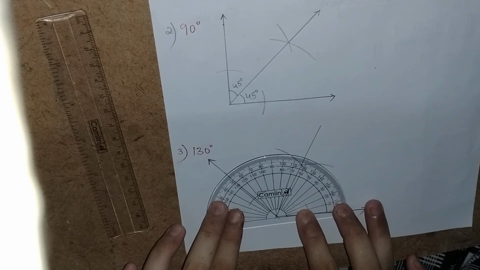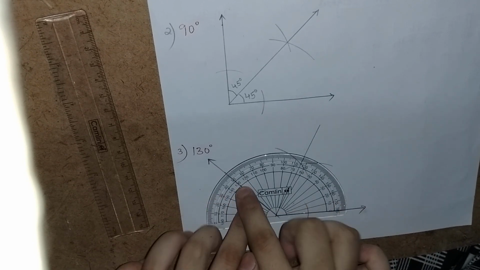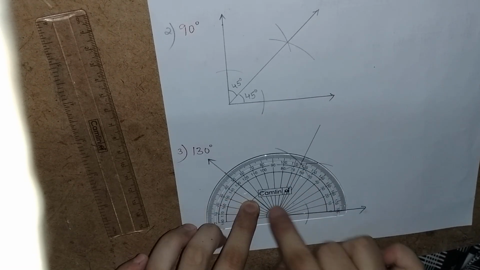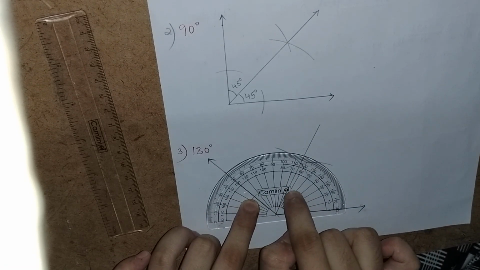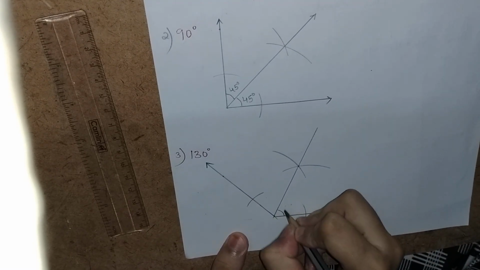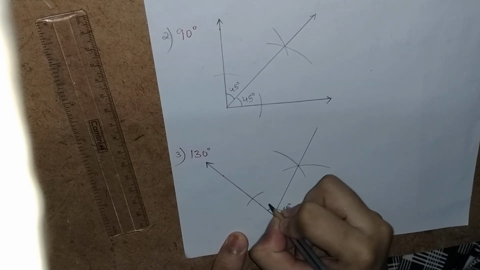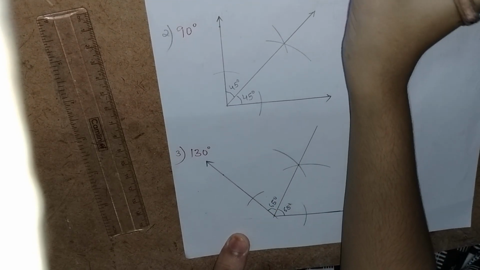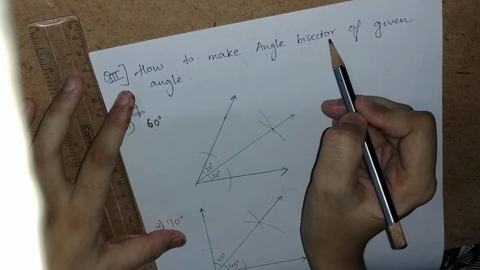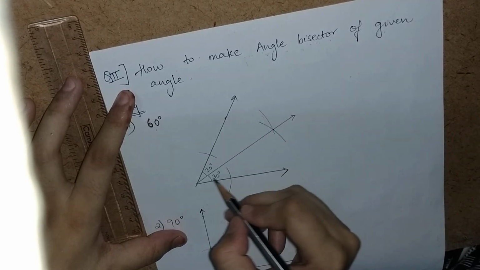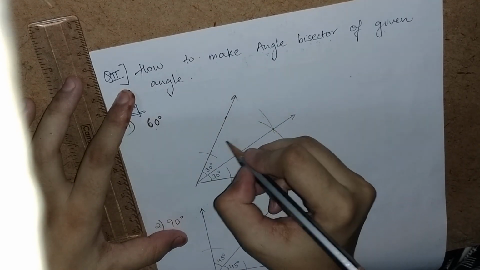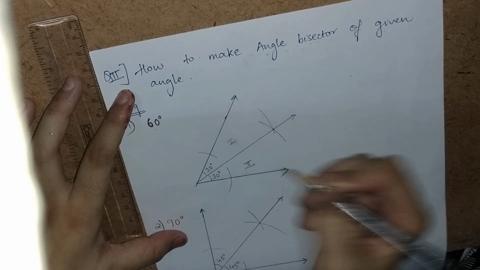See, this was 130 degrees. So half of 130 will be how much? 65. So this is coming to 65. So the other one is also 65. It is cutting exactly at the middle. This means this is the angle bisector. What does it do? It cuts the angle into two equal parts. This is part 1, this is part 2.